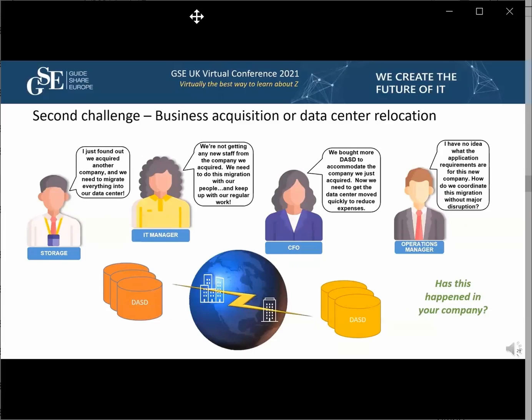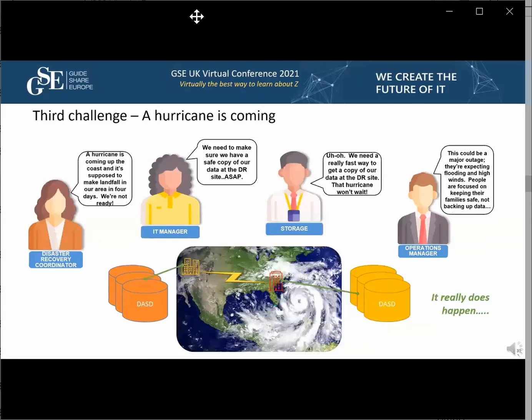Now we need to get the data center moved quickly to reduce expenses. And then the IT manager is saying, I have no idea what the application requirements are for this new company. How do we coordinate this migration without major disruption? Has this happened in your company? Now for a third challenge.